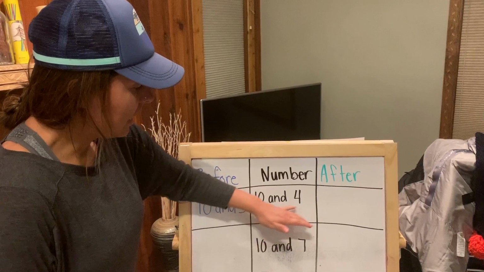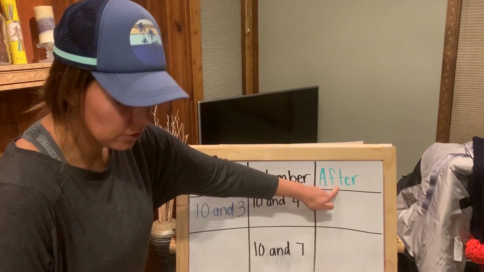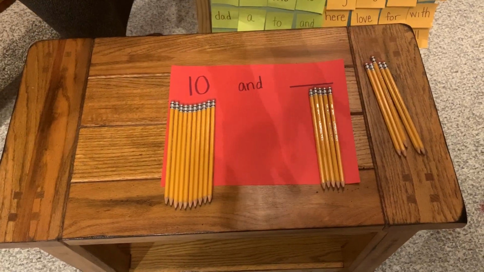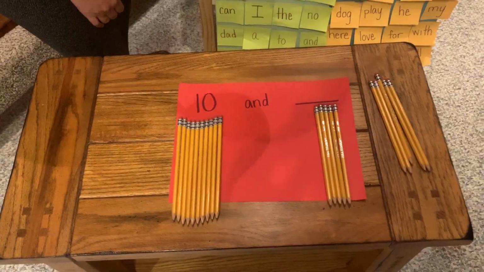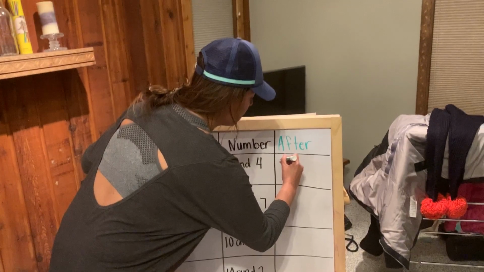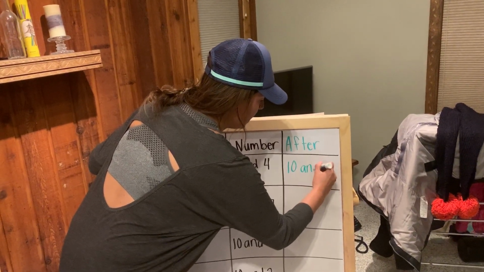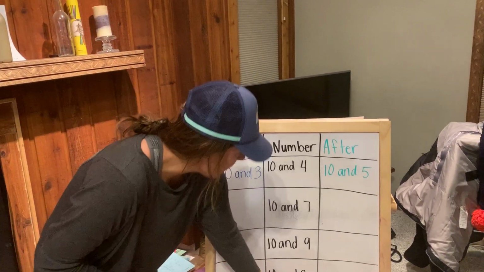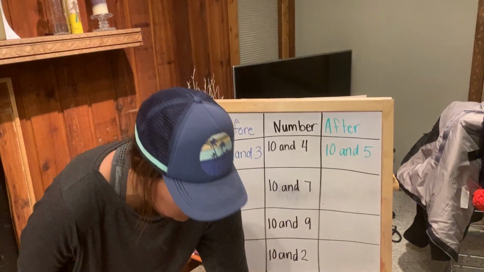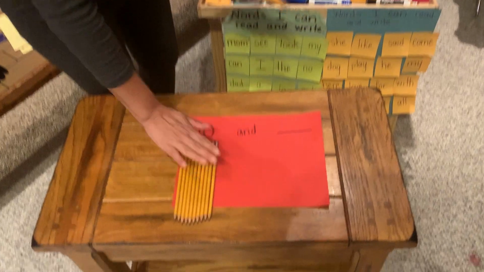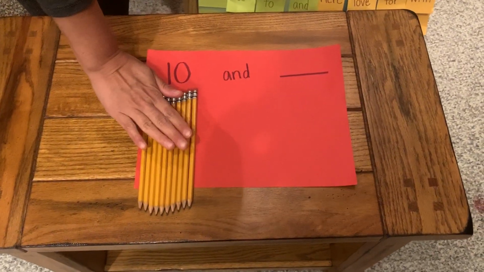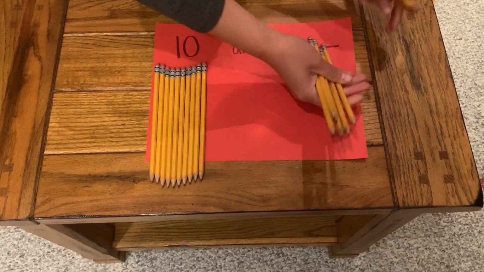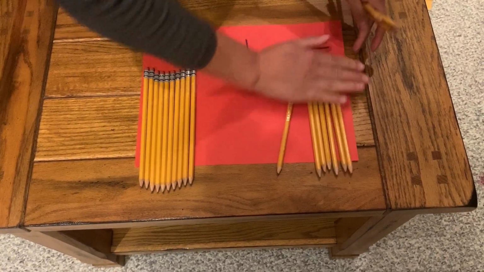Now I know 10 and 4, if I want to know what comes after, I need to add 1 more of my objects. And I know if I have 4 and I add 1 more, that is going to give me 10 and 5. So I'm going to write 10 and 5 on there. And then again, I am going to go to my second one. My second one says 10 and 7, so I need to clear my board. I'm going to leave my 10, but I need to count 7. I have my 7 here.